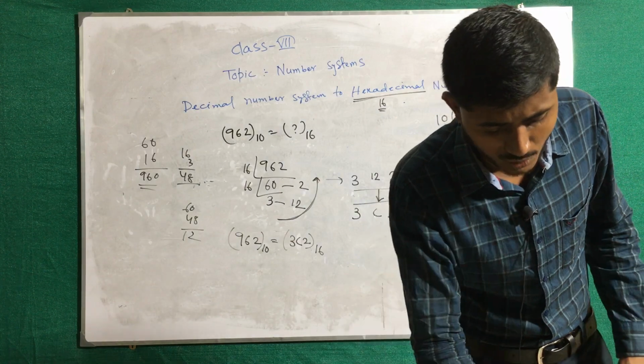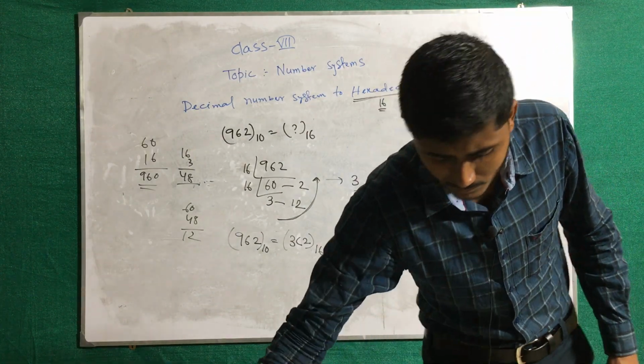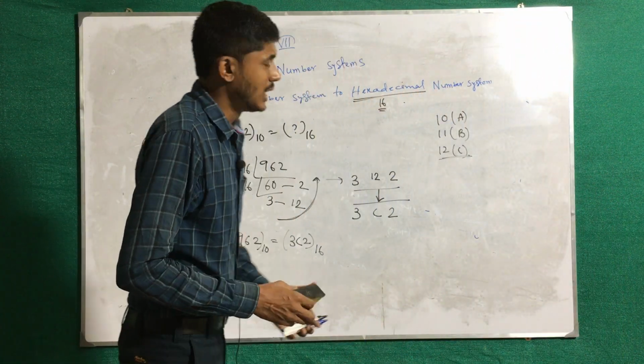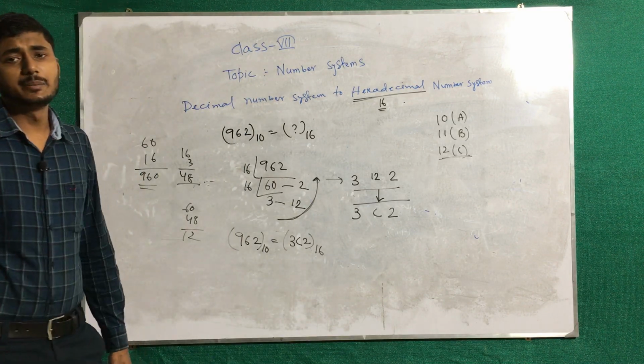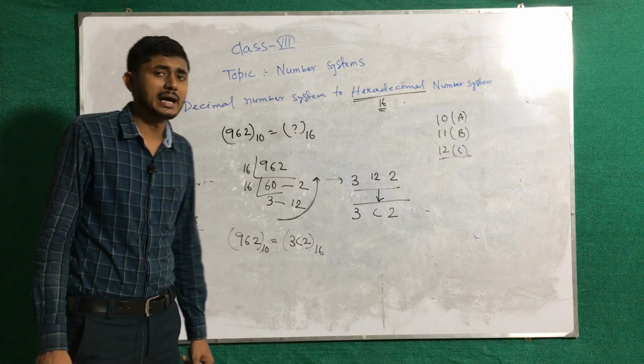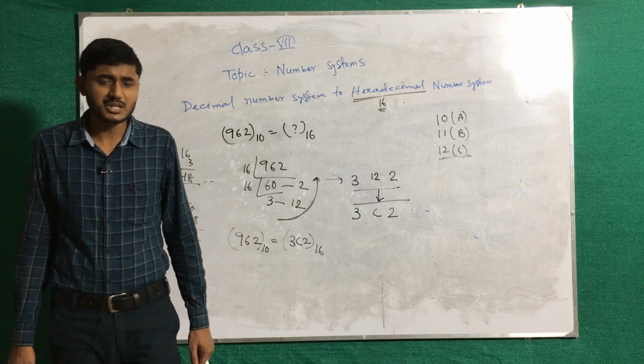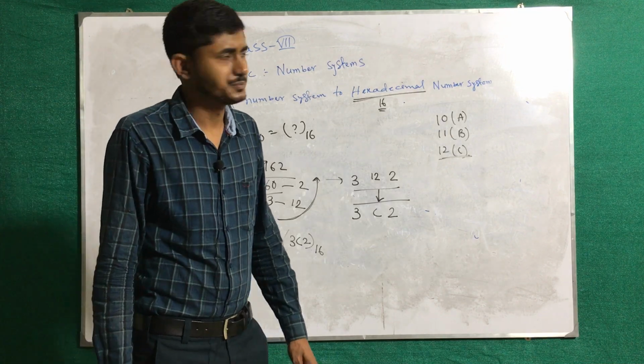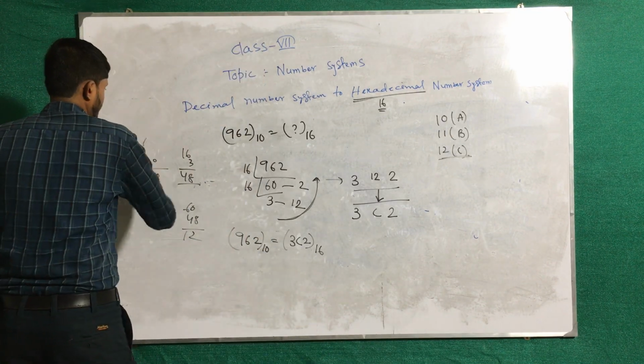Clear? And now I will show you computer arithmetic, that means binary addition, binary multiplication, binary subtraction and binary division. So let's start.